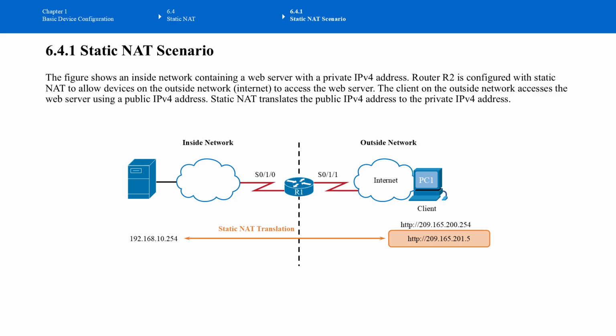R1 has a static NAT mapping that gives the server a public address. The private server IP has 209.165.201.5. The outside user enters the HTTP 209.165.201.5. The traffic reaches R1. R1 checks the static NAT table and says 209.165.201.5 belongs to this internal server. R1 then translates the destination, so that 209.165.201.5 becomes the server's private IP and forwards the packet to the server.